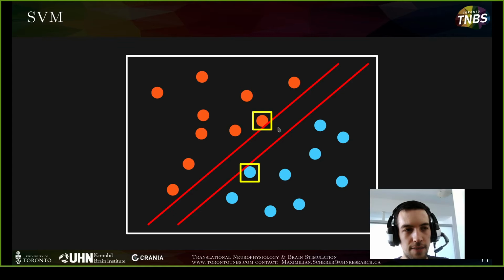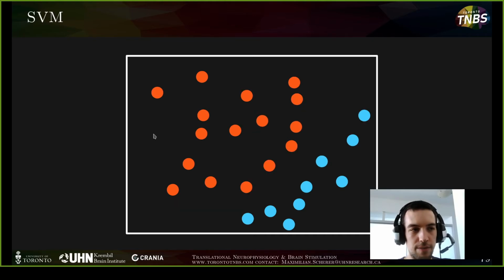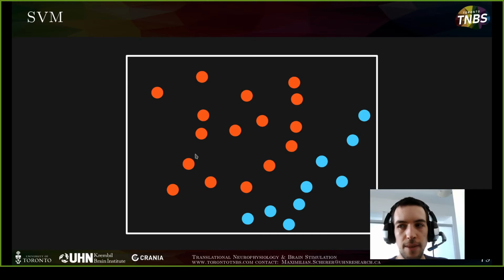Anyway, as I said, the SVM tries to find an angle in your feature space that maximizes the separation between those two support vectors, indicated by the yellow squares. That usually works out relatively nicely, but then you can also use your support vector machine to classify nonlinear data.